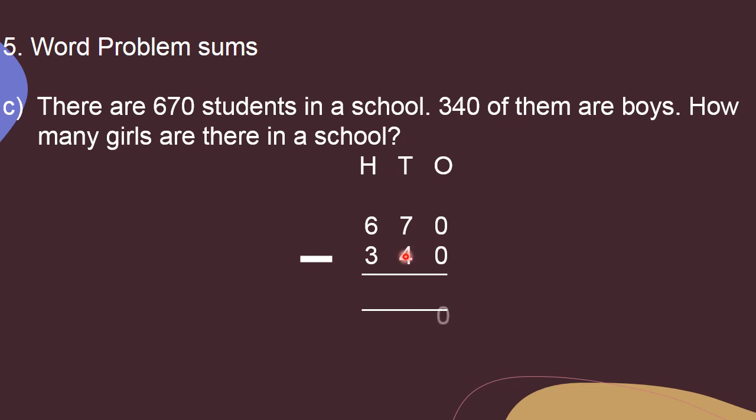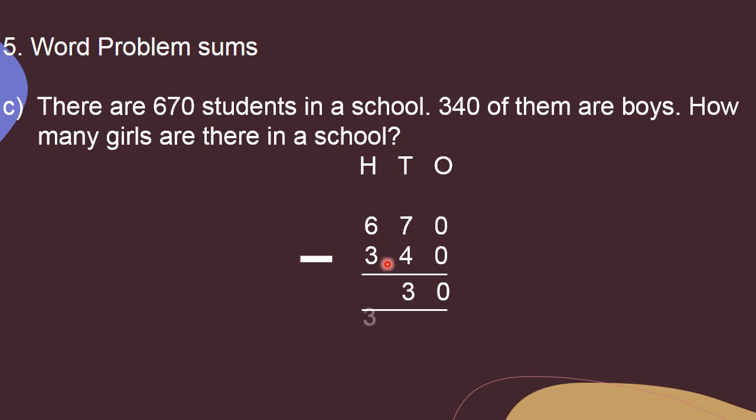0 minus 0 is equal to 0 and 7 minus 4. So keep 7 in your mind and 4 on your fingers. Let's start backward counting. 6, 5, 4, 3. So we'll write 3 here at tens place column.